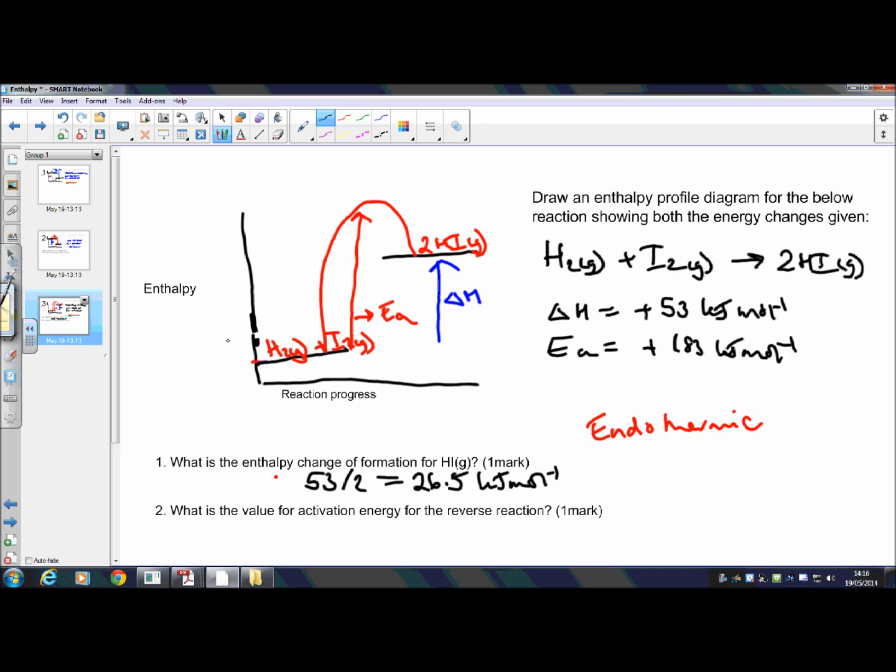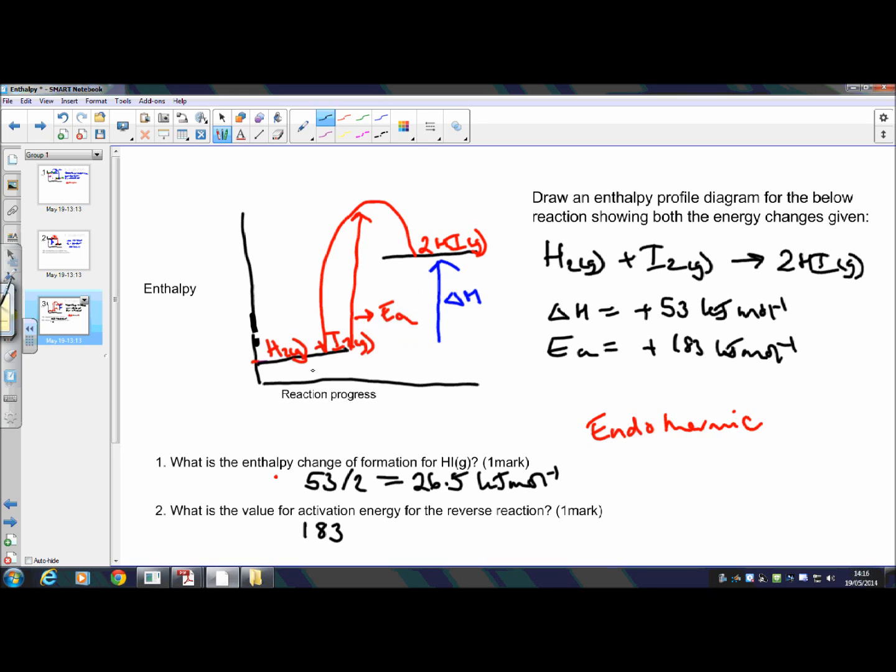So what is the value for the activation energy for the reverse reaction? Now this is one that came up on our mock exam and tripped people up. So the activation energy for the forward reaction is plus 183. But in this instance, we are wanting to go the reverse direction, okay? So our activation energy is not going to be as high. So we've got 183.